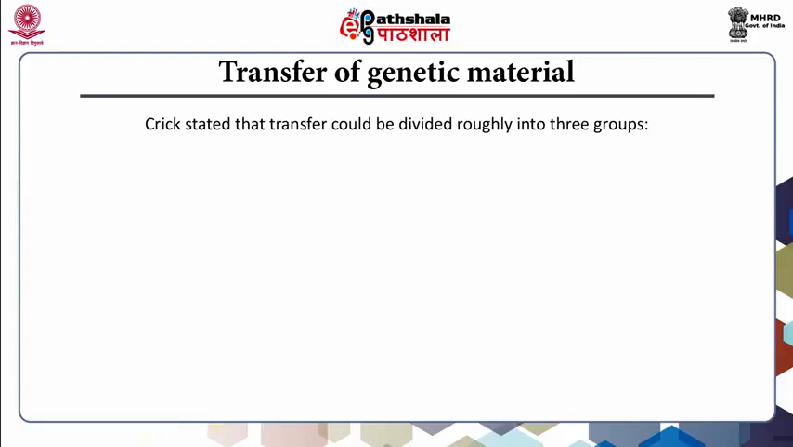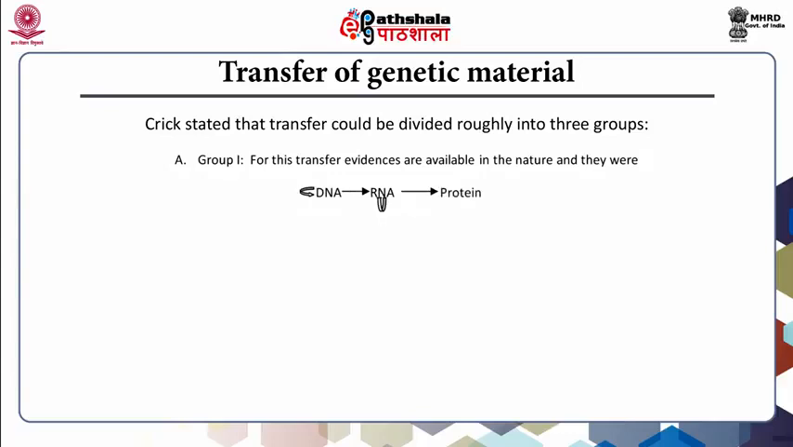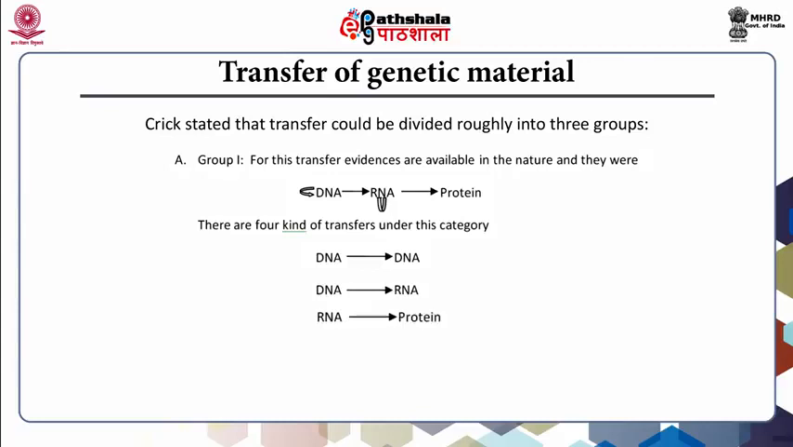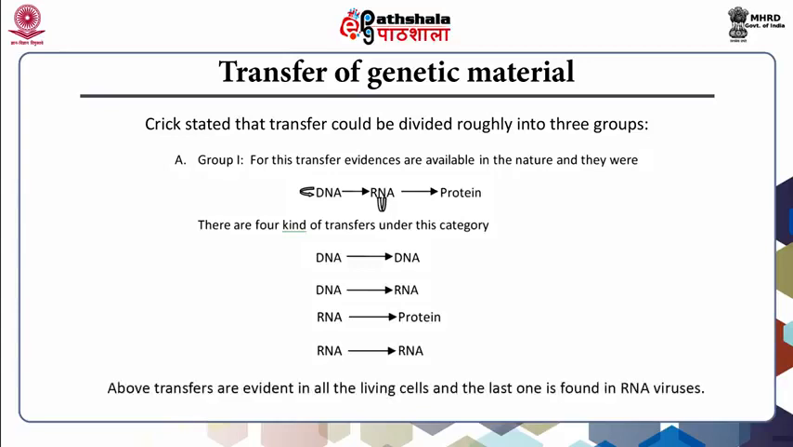Crick stated that the transfers could be divided into three groups. For group 1, evidence is available in nature, and they were DNA to RNA and RNA to protein. There are four kinds of transfers under this category. The possibilities are that DNA could transfer to DNA, DNA could transfer to RNA, RNA could transfer to protein and RNA could transfer to RNA. All these transfers are evident in most living cells, and the last one is found in RNA viruses.